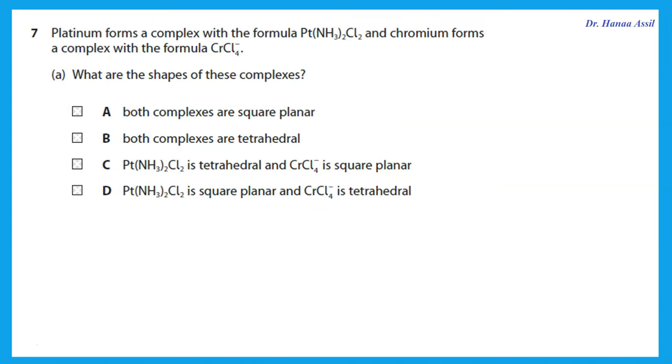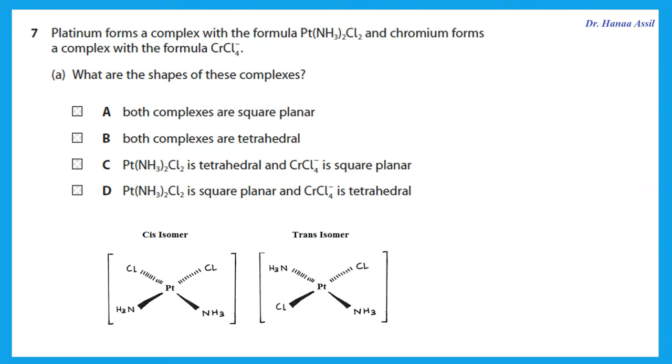Platinum forms a complex with this formula in which the platinum is complexed to 2 ammonia and 2 chloride ions. And chromium forms a complex with the formula in which the chromium has 4 chloride ions. What are the shapes of these complexes? You should remember that the platinum with 2 ammonia and 2 chlorides, this is what we call platin. So we said we have cisplatin and transplatin, and we said it is the cis that is used as an anti-cancer drug. So it's used to treat cancer.